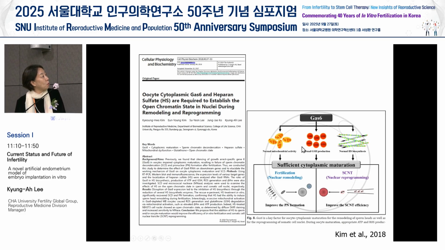And she found that what happened in the cytoplasm, she focused on that, and found that normal mitochondrial activity, normal glutathione production, and heparan sulfate production were not normal without Cas6. This is really important for normal fertilization as well as for the SCNT nuclear reprogramming study. The normal cytoplasm is required.